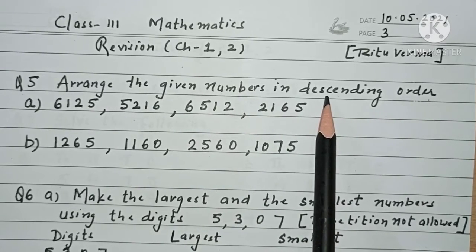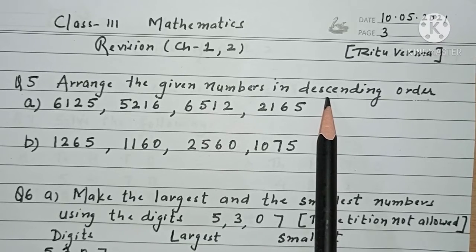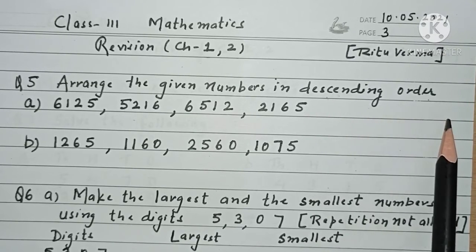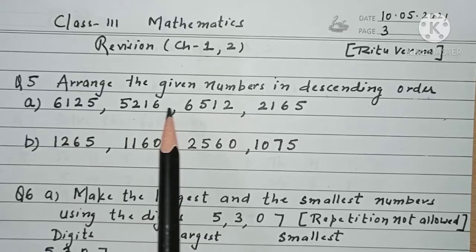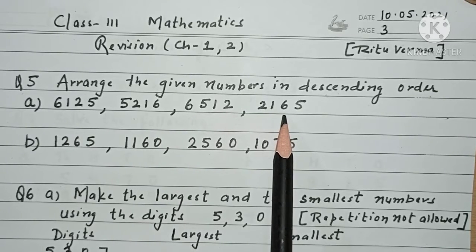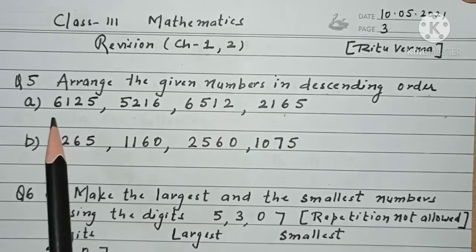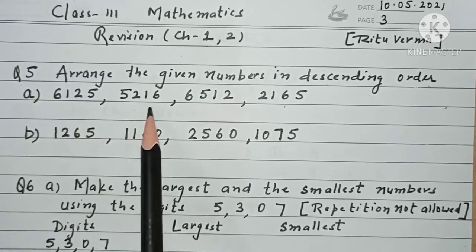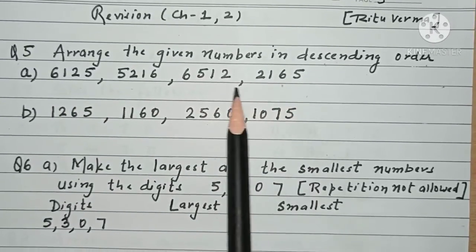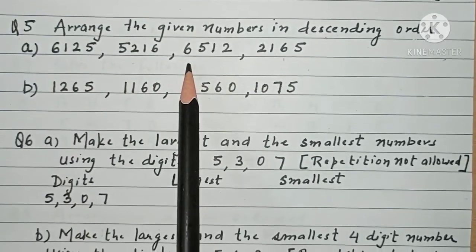In question number 5, you have to arrange the given numbers in descending order. Students, descending means we have to start from the biggest and go to the smallest. So out of the given numbers, first select the biggest number. For example, in the A part, we will just see first the thousands place. The biggest thousand here is 6.